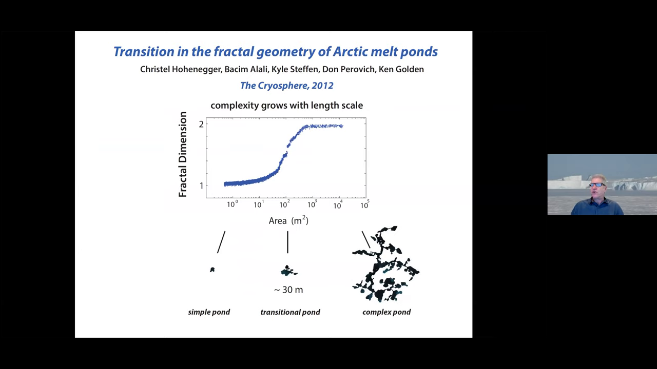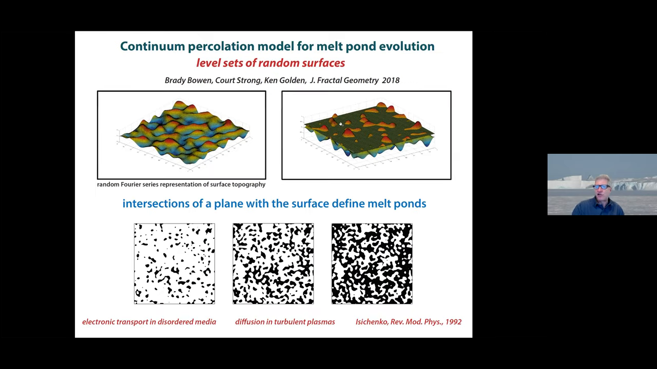But what we found was a transition in the fractal dimension of the melt ponds, through analysis of hundreds of thousands of ponds and their area-perimeter data. You start out at one, with these very simple ponds, they start to complexify and become really complex, with boundaries behaving like space-filling curves with a fractal dimension close to two. And so we've been coming up with models to try to understand and explain this.